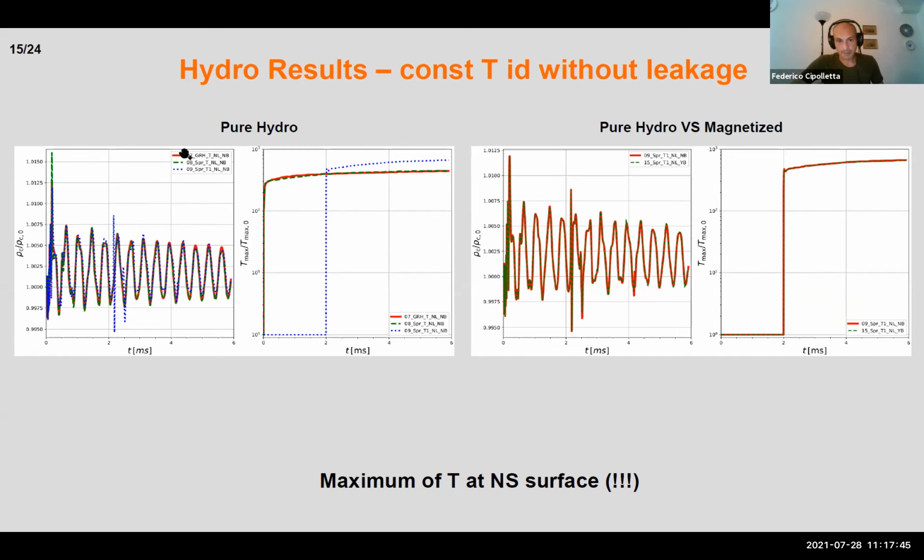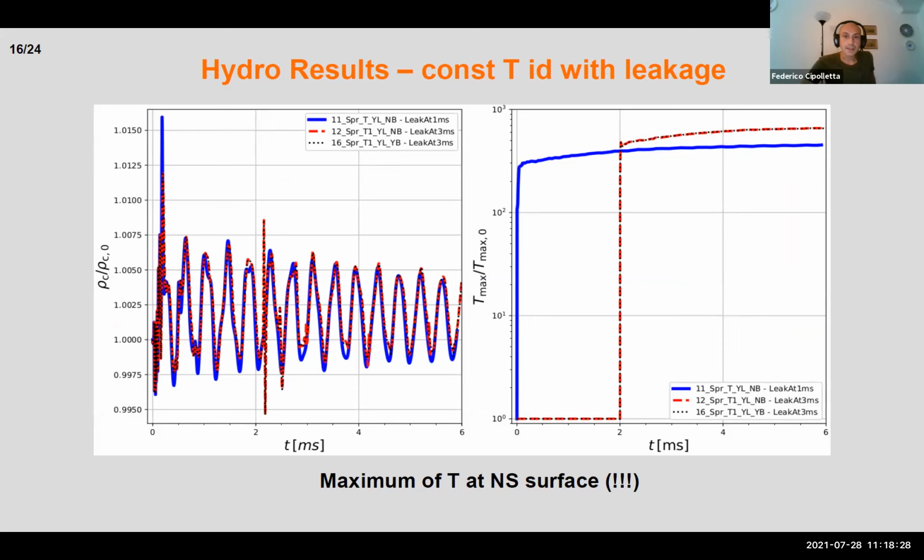This is the pure hydro case, so only hydro without magnetic field. This is the pure hydro with magnetic field, where in both cases we chose to switch on the temperature evolution after 2 milliseconds. The red one is without magnetic field, so it is the pure hydro, while the red dashed one is the one with magnetic field, and you can see that the rest mass and the temperature are not affected by the evolution of the magnetic field.